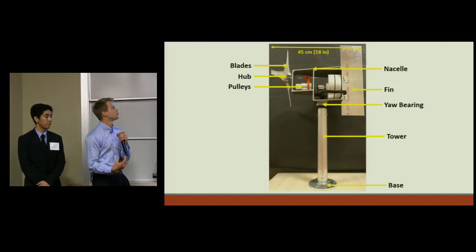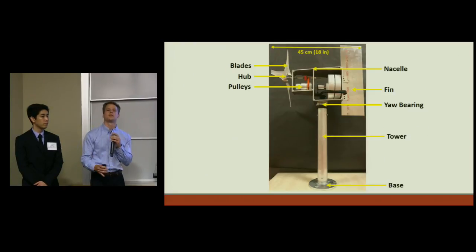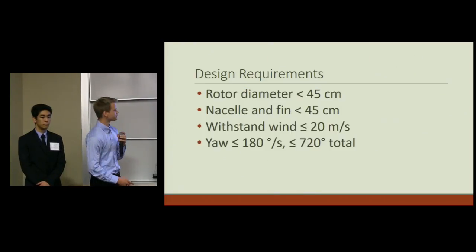For this presentation, we will talk about the components we worked on, which included the blades, the hub, our pulley system, our nacelle, our yaw system, which is a fin and a yaw bearing, our tower, and our base, as well as the results of the actual competition.